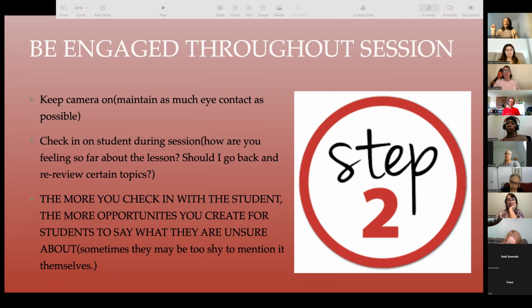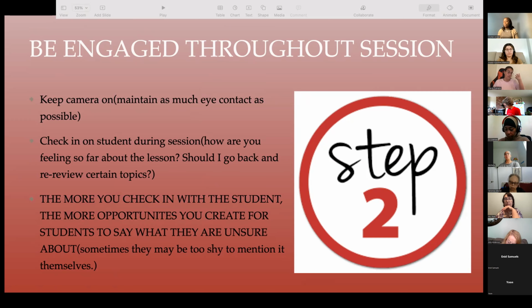So if you're having them work out a math problem, ask, hey, how are you feeling about this lesson so far? Or should I go back? If you're seeing them on the Blackboard, for example, and they're stuck on the second step, ask, should I go back and re-review certain topics? Are you stuck on that? Just checking in on them a little bit. The more you check in with them, the more opportunities you create for students to say what they're unsure about.